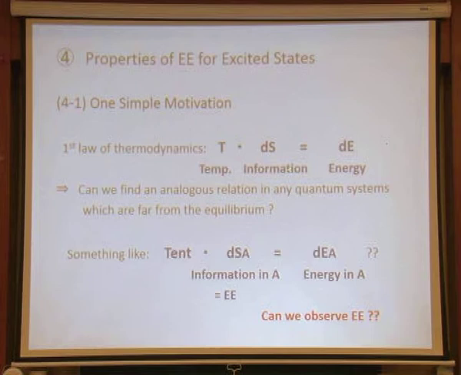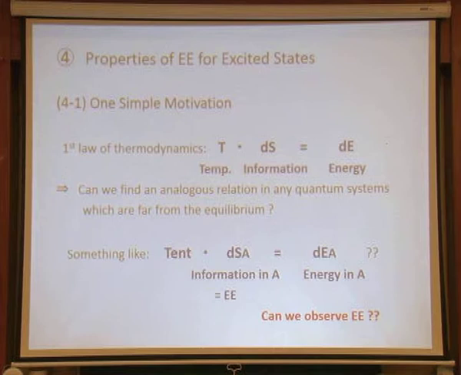And entropy, in some sense, we can regard as a measure of the amount of information. So this relates the amount of information to energy, which is quite an interesting relation, even from the viewpoint of information theory. So it is very natural to ask whether we can have some similar relation even for systems which are far from thermodynamical equilibrium. But now we have a nice candidate for entropy, which is entanglement entropy, which also measures the amount of information included in region A.